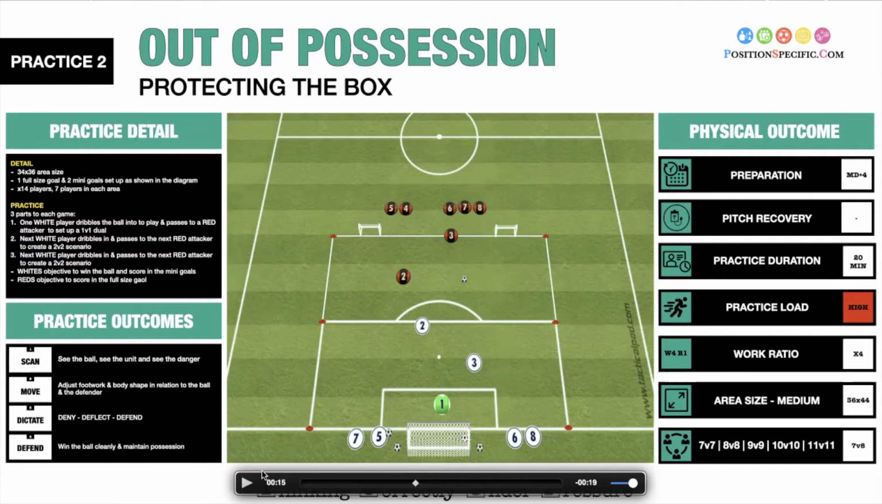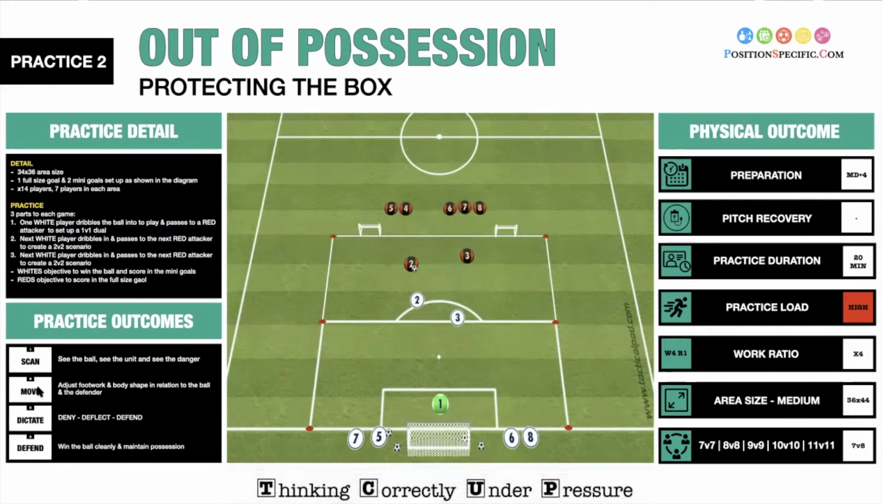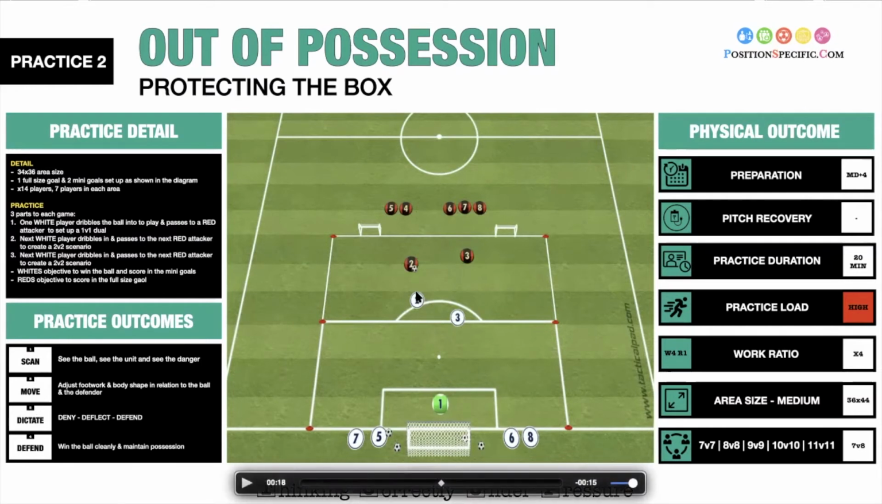So this is where you can get your little connections, little communication, but still not moving away from these performance outcomes here. So how are they moving? What's the body shape like? Are they forcing the play? How are they denying, deflecting, defending this? And what are the tackles like? Are they blocking it? Are they winning the ball cleanly? Are they maintaining possession when they've got it?